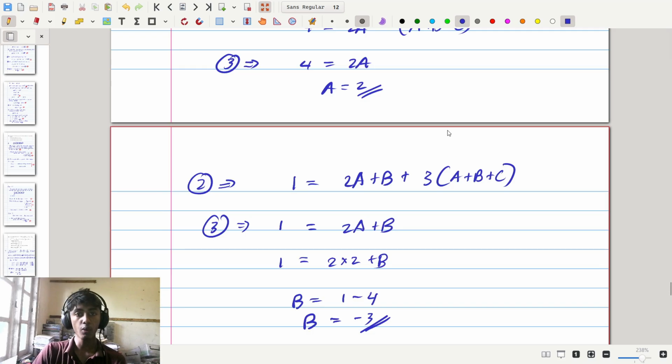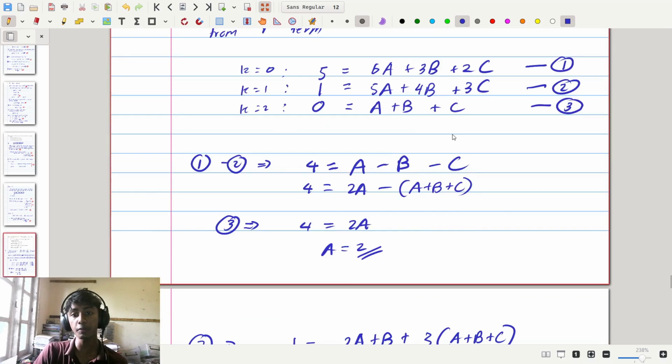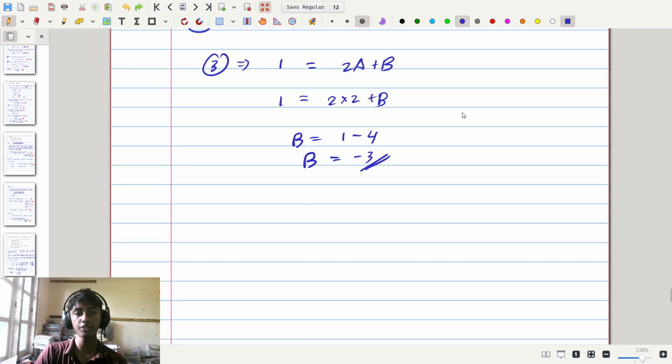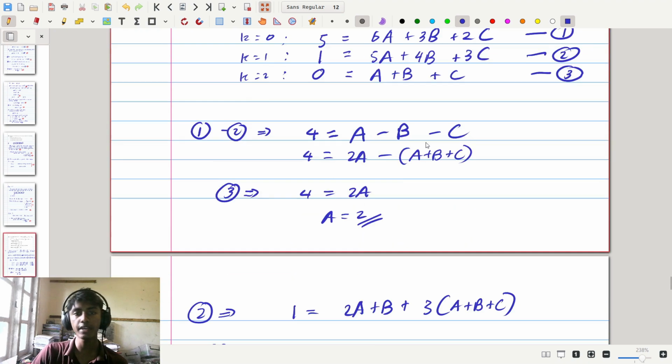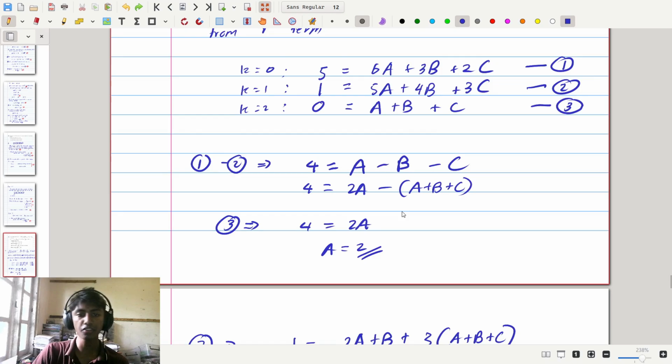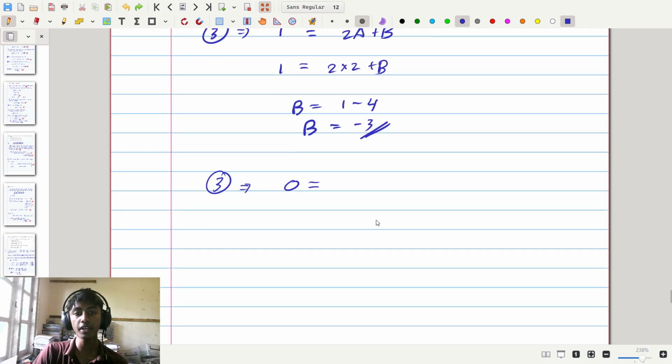Now finally, we can substitute the values of a and b into one of these expressions in order to get the value of c. So I'll take equation number 3 since it's the easiest. Taking equation number 3, we get 0 equals a plus b plus c. So a is 2, b is minus 3, and c is c. So we get 2 plus minus 3 plus c, and if we rearrange, we have minus 1 here, taking to the other side is plus 1, and therefore c is equal to 1.